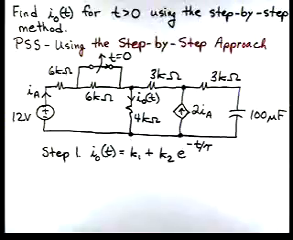In this problem, we're going to find I0 of t for t greater than 0 using the step-by-step method. The problem-solving strategy that we're going to utilize is entitled Using the Step-by-Step Approach. Step 1 of this approach says that we know the form of the solution is I0 of t is equal to k1 plus k2 e to the minus t over tau.